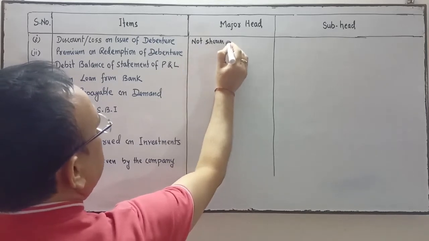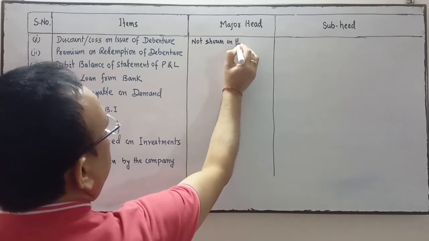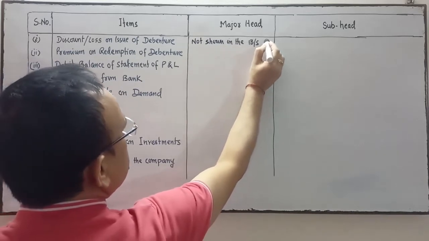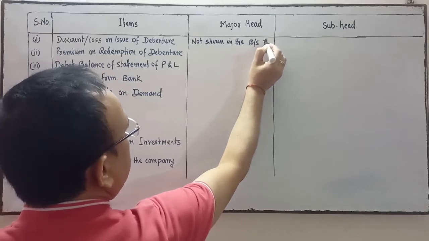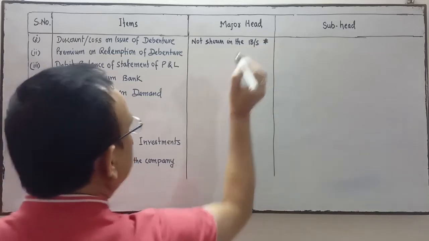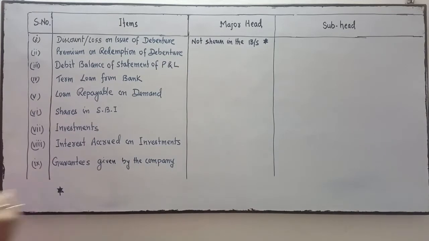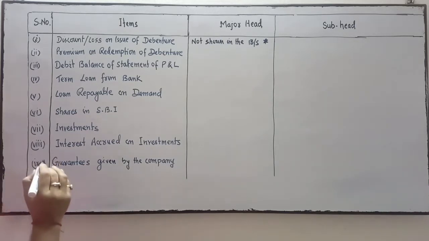It is not shown in the balance sheet. So where is it shown? I am marking a star, and I am writing the information at the bottom. It is not shown in the balance sheet.